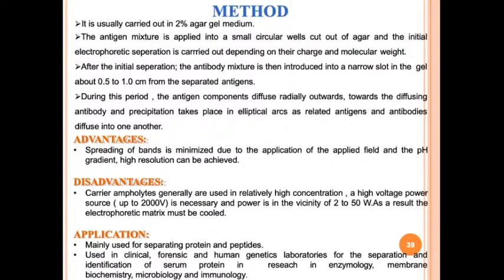The antigen mixture is applied into a small circular well cut out of the agar initially. Electrophoretic separation is carried out depending upon the charge and molecular weight. After the initial separation, the antibody mixture is introduced into a narrow slot in the gel about 0.5 to 1 centimeter from the separated antigens, and during this period antigen components diffuse readily towards the diffusing antibody, and precipitation takes place in elliptical arcs as we can see in the previous part.